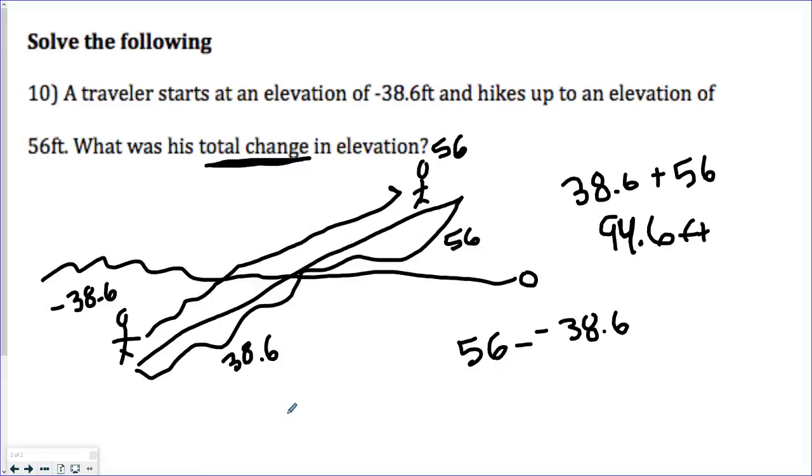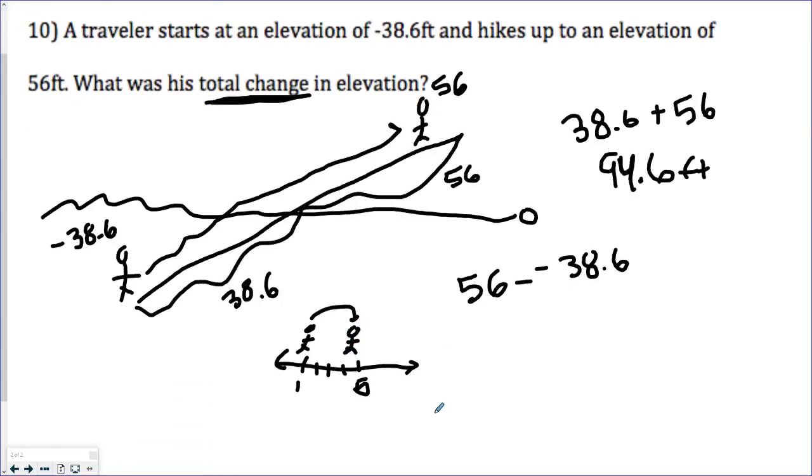Let's say you have a number line here, and you start at 1, and you jump to 5: 2, 3, 4, 5. So you jump to here, and I'm asking you, what's your total change? Well, you ended at 5, you started at 1, your total change is 4. You jumped 4 spaces.